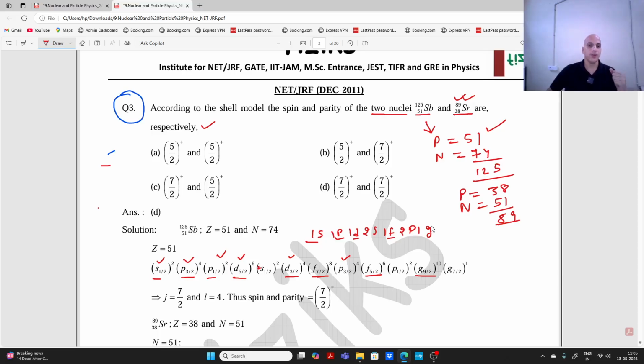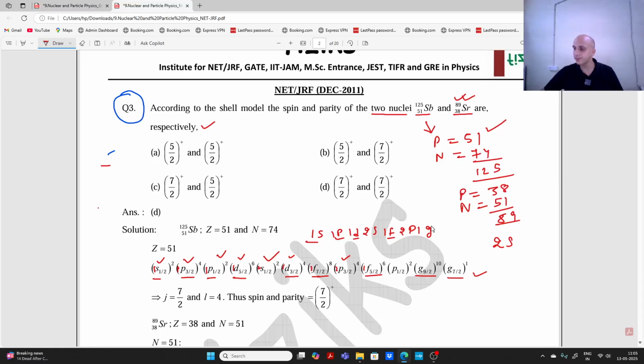So the configuration is 1s 1/2, 1p, 1d, right, 2s, 1f, then 2p, then 1f. In this way we can write down the configuration, and we can see that the last nucleon is going in a cell, this one, 1g 7/2. The thing that we have to remember, as I told you in that lecture also, is which of the cells make the intersection between the other cells. So the first one was 2s, that is here.